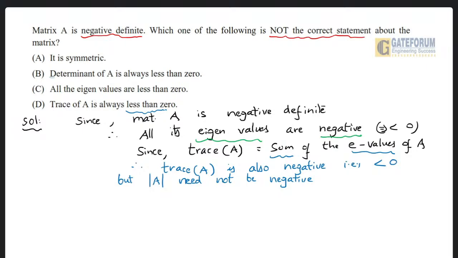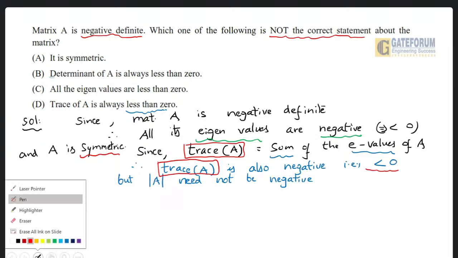Here I forgot to write: therefore, all its eigenvalues are negative. I can add here, and such a matrix is symmetric. So please underline, symmetric is there. All eigenvalues are negative means trace A is always less than 0.